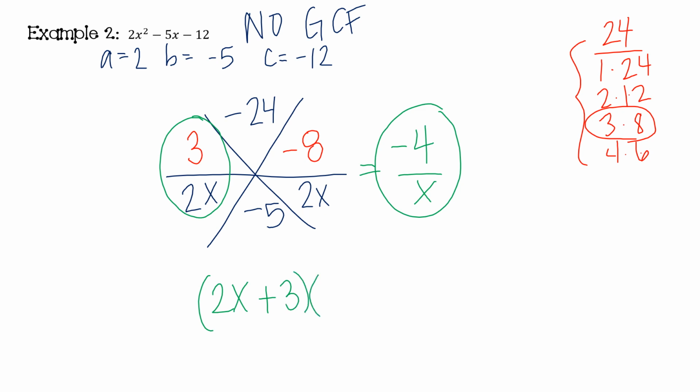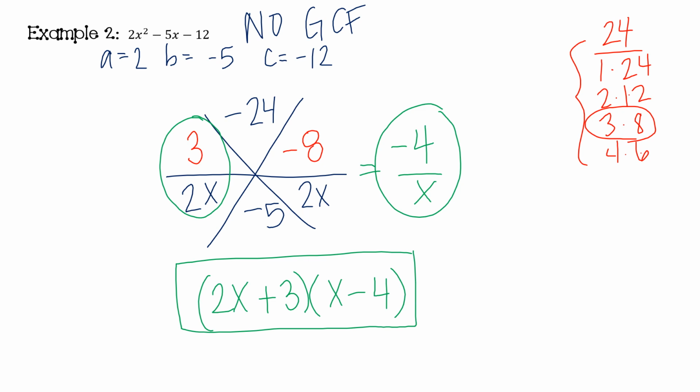The bottom goes up in front, so x would be in front, and then minus 4. And this is my factored form. And then I am going to check this one real quick and make sure that we did it right. So to check it, you would FOIL and make sure that you get the same standard form that you have at the beginning of the problem.